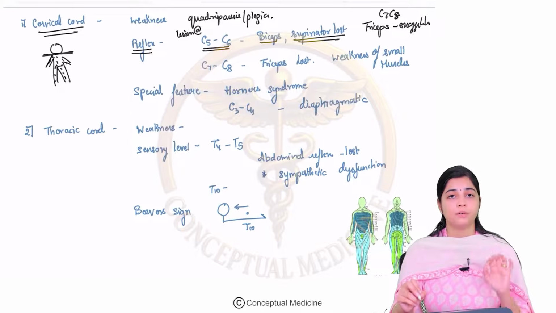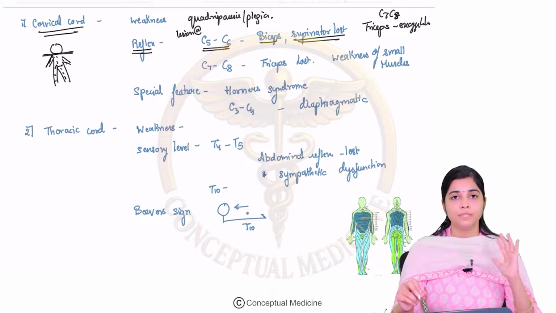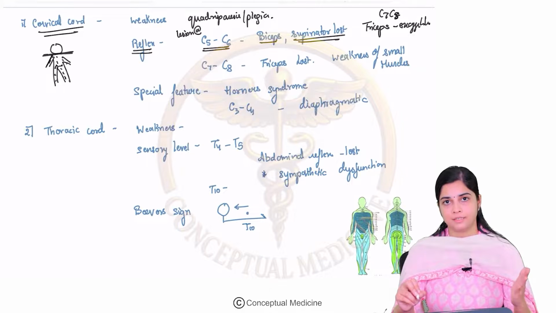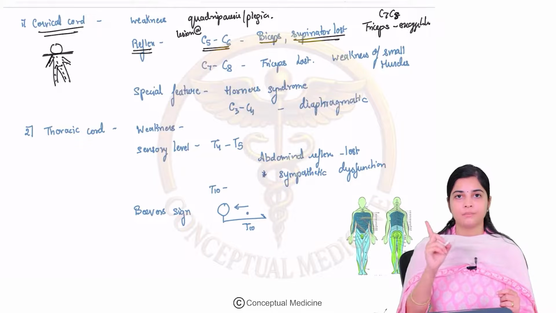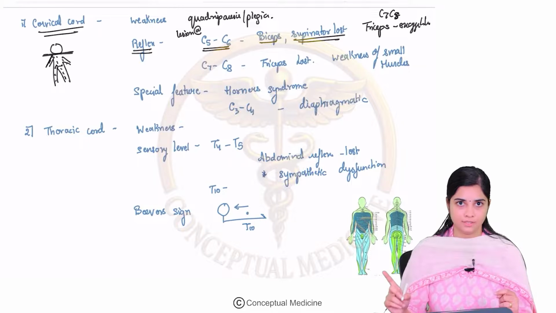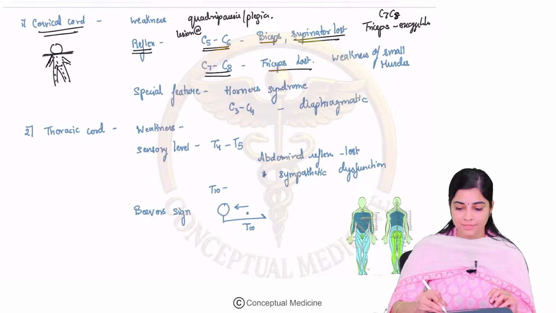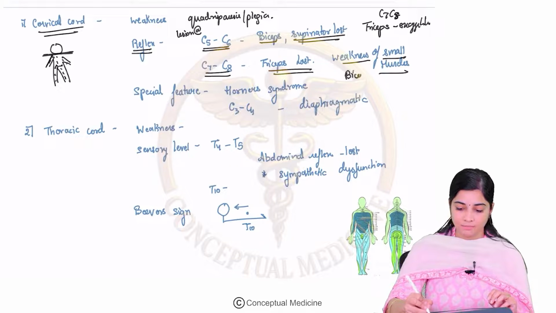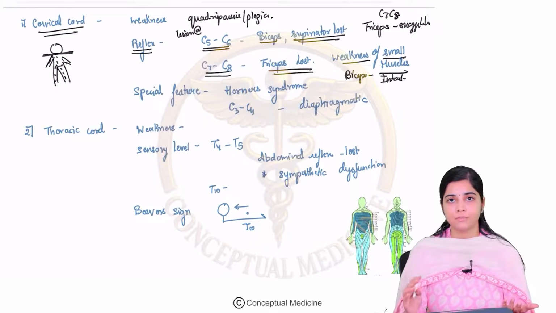Clear? Very, very important. Please don't get confused. At the level LMN, below the level UMN, please chant it three-four times, you will understand. At the level LMN, reflexes will be lost. Below the level UMN, reflexes will be exaggerated. So, at the level of C5, C6, if there is a lesion, biceps supinator lost, triceps exaggerated. Then, at the level of C7, C8, triceps will be lost and there will be weakness of small muscles of the hand and biceps will be intact. Why? Because biceps is C5, C6, above the level reflexes will be intact.